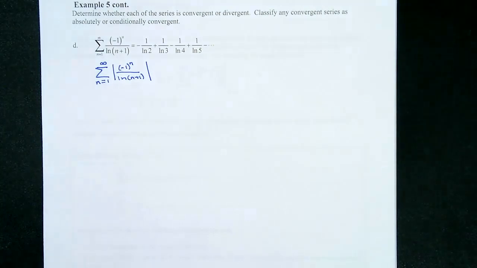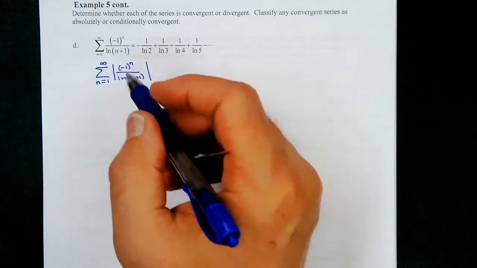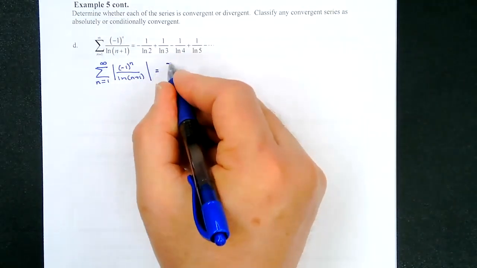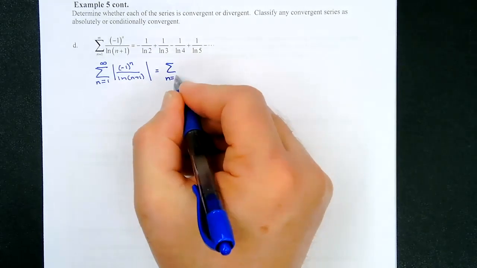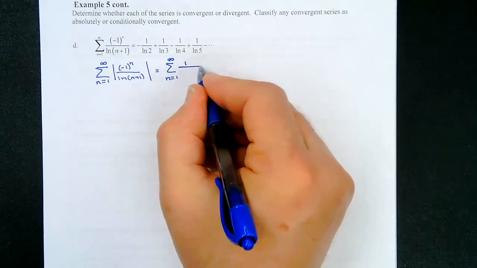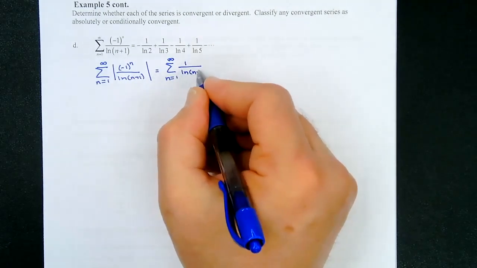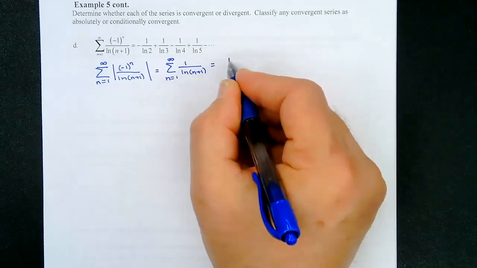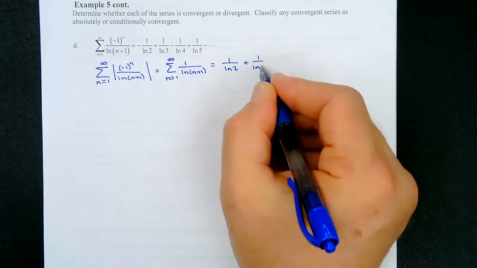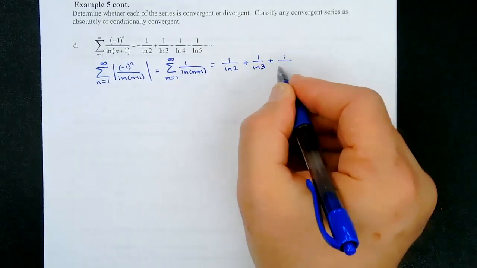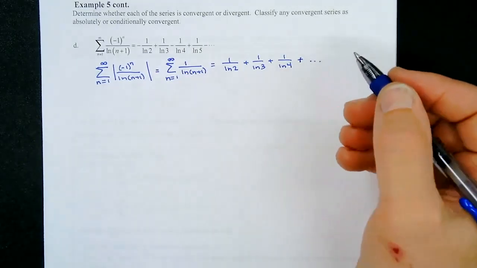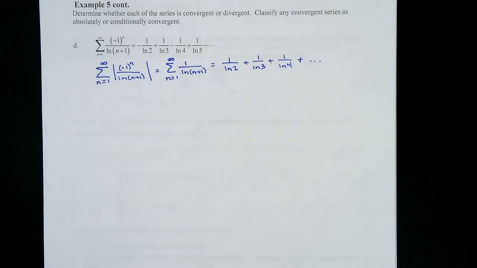So what would happen with that one? Well, that means this -1 wouldn't be there. So this becomes the sum from n equals 1 to infinity of just 1 over ln of n plus 1. So that'd be 1 over ln of 2 plus 1 over ln of 3 plus 1 over ln of 4 plus, and then so on. It would keep going: 1 over ln of 5, 1 over ln of 6.